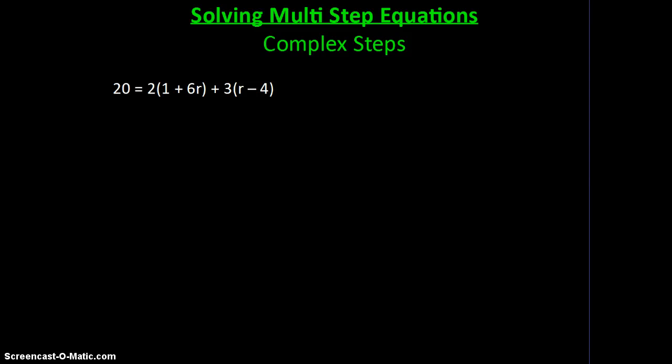What we're going to look at today is the more complex steps in solving multi-step equations. So now it's going to be one where we're actually looking at more than 3 steps. So we have to identify where our variable is, and then we'll go from there. The first thing I see in this problem is, first of all, identify what side of the equation our variable is on.